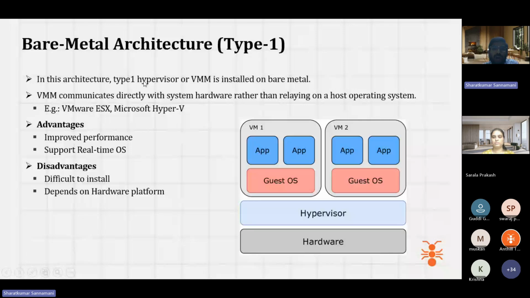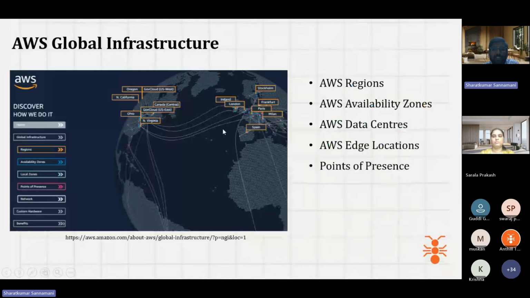Okay, so how is it related to the cloud actually? In the backend, they are using the same concept called virtualization. That's how they have categorized it, with a different architecture altogether. So what do they call it? They call it AWS region, availability zone, data center, edge location, point of presence. What are these? What is a region?